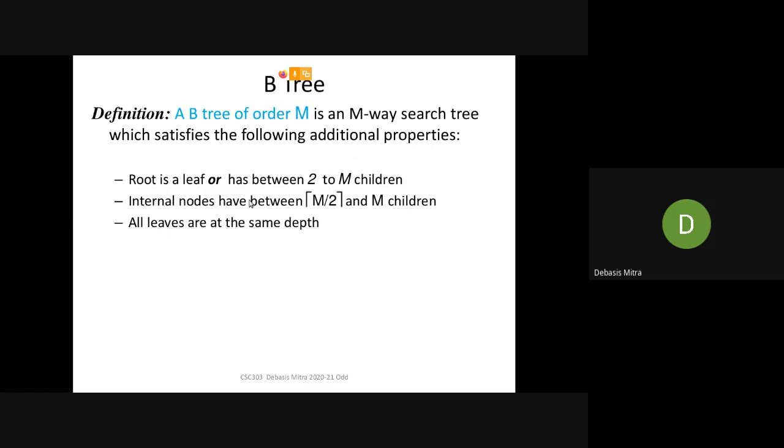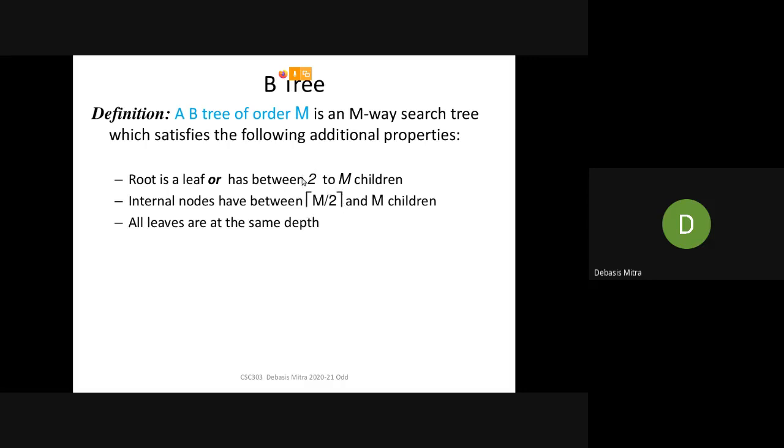And all internal nodes must have children between a lower limit and an upper limit. The upper limit is the same. See, the upper limit is m. Since it is an M-ary search tree, the upper limit of the number of children for a node, be it root or be it internal node, will be the same. This is m. But there is a minimum limit. This is the special thing.